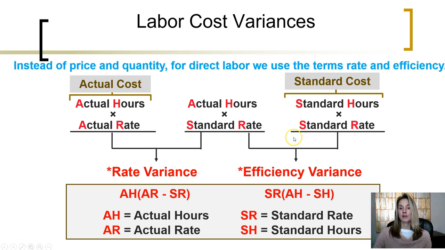And finally, over here on the far right, we're seeing the total standards. Total standard hours that should have been incurred to produce the number of units produced, times the standard rate that should have been paid for the labor.